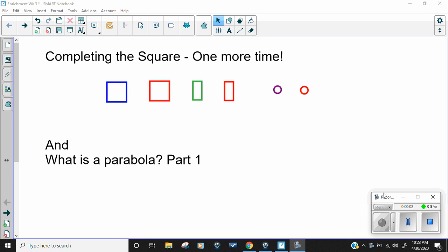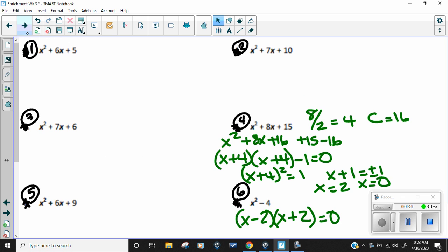Hi guys, I'm redoing the honors enrichment video because I found an error, but not with completing the square. I'm going to go through completing the square here. I'm not going to write this part out because it's already written, but the parabola part I found an error. I just forgot about a negative sign, which makes a big difference when you're doing math, as you know. Okay, so completing the square one more time first.